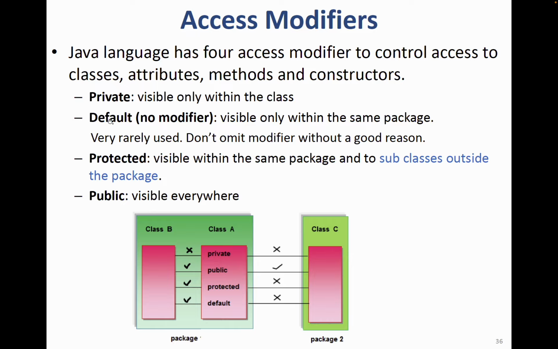But then what are the other ones? Default and protected. Default means when you don't write anything. And protected is another one. But these have different accessibility levels. What it means is, let's assume that we have class A, class B, and class C, but class C is in a different package.